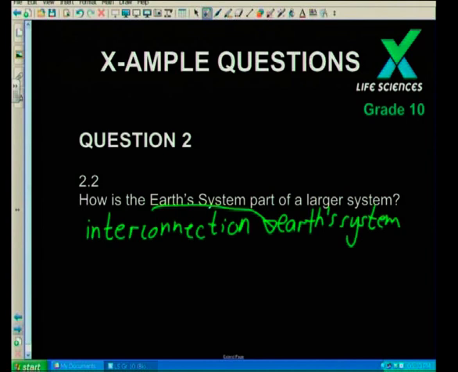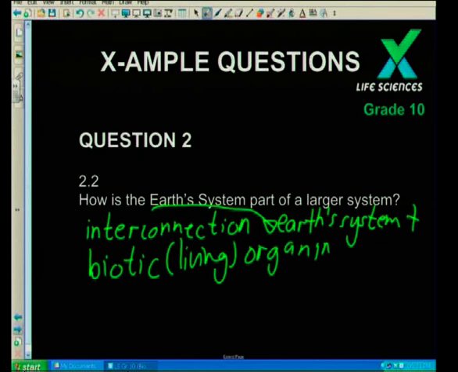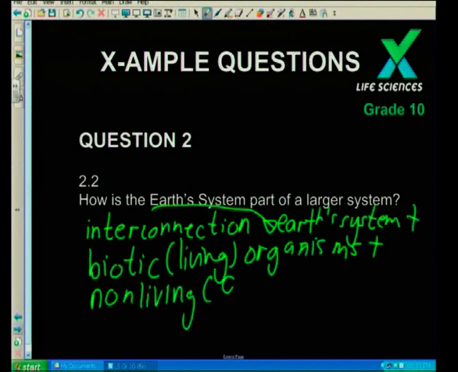There's an interconnection of the Earth system together with what? And I say to you now, all the biotic. So it forms an interconnection with the Earth system and all the biotic, which is the living organisms, interacting then with our non-living. Remember, another word for non-living is abiotic. All right, so that is how the Earth system works together and forms part of the largest system, that there's this whole interconnection between the living and the non-living parts of the Earth. Well done. We are doing well so far.